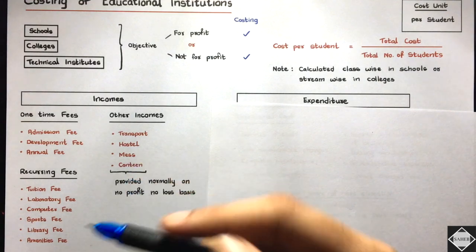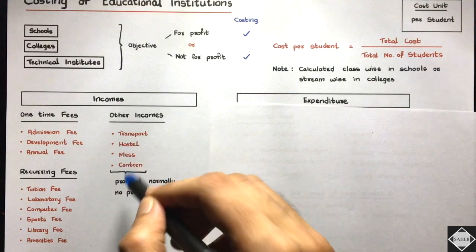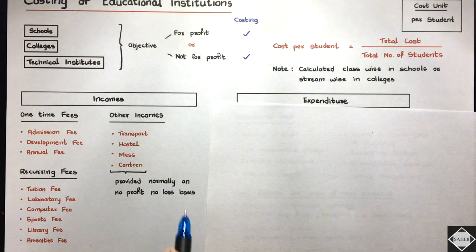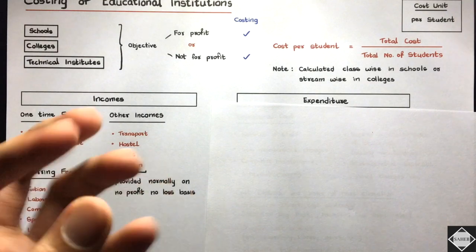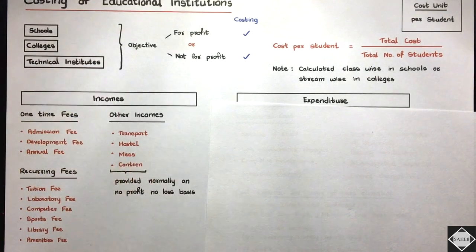So all this, generally what happens in schools is that these services are provided to students as well as the staff on a no profit no loss basis. Whatever income is generated, that is set off with the cost. Is that clear? Right. So these are the incomes in the schools.